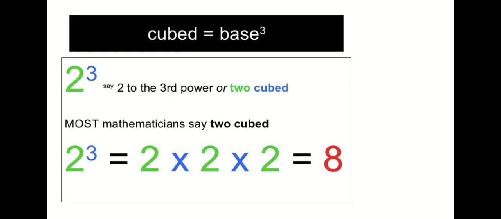Next, if we have an exponent of 3, then we would say cubed instead of base to the 3rd power or 2 to the 3rd power. We would say 2 cubed. Most mathematicians say 2 cubed, which just means when we express it as a product, 2 times 2 times 2, which equals 8.